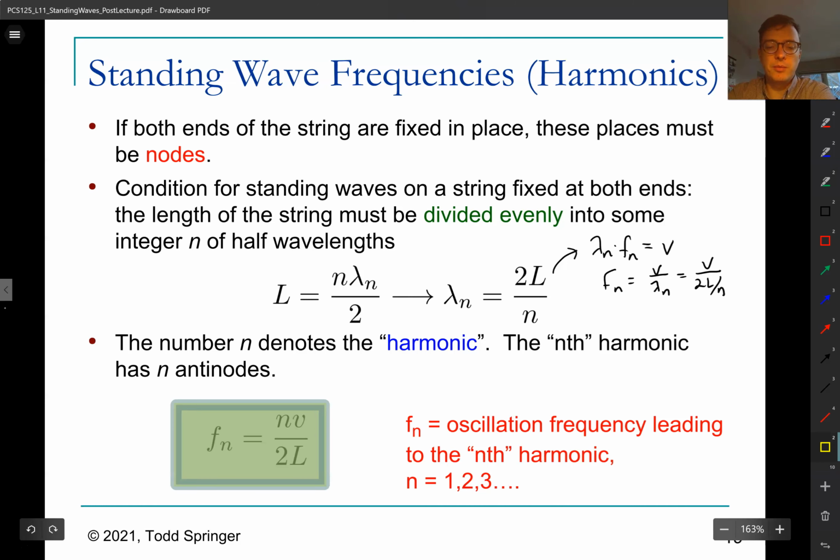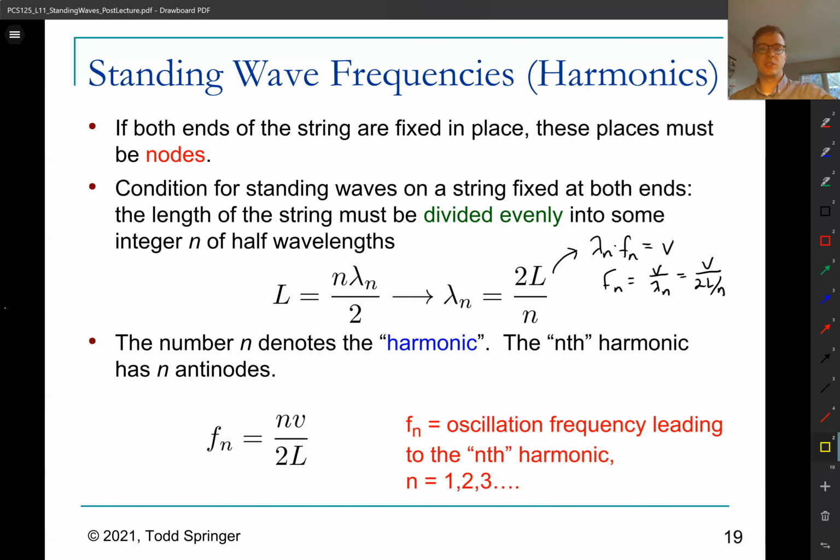So v is the speed of waves on the string. That doesn't change, assuming I don't mess with the tension of the string or anything like this. And this tells you which frequencies I can oscillate the string at in order to get a particular standing wave.